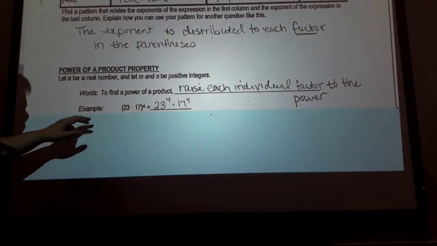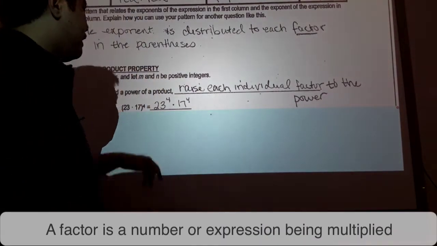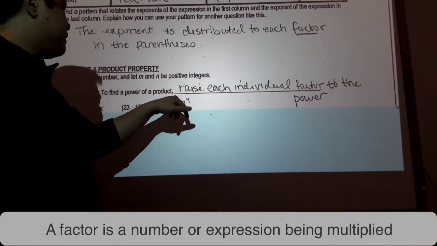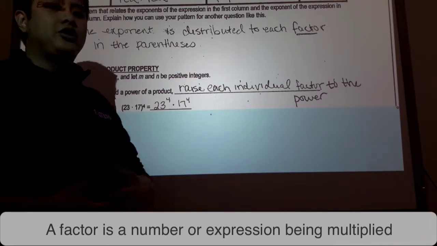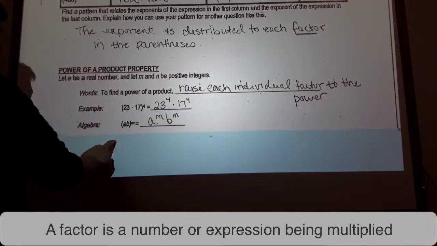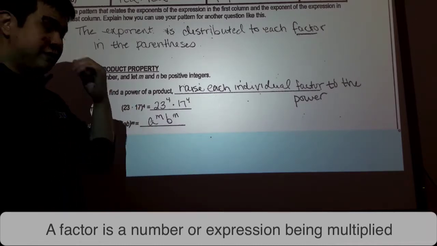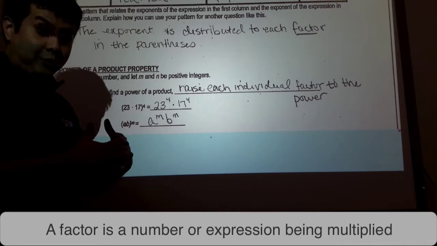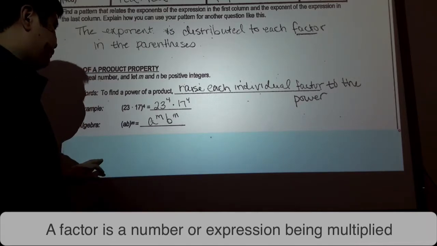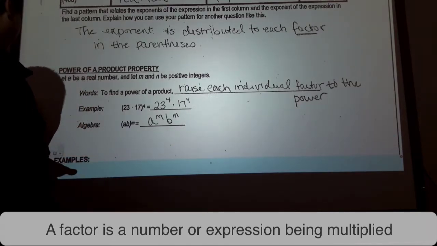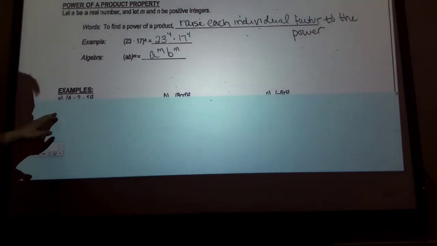So, here again, 23 times 17 to the fourth power. Again, we're trying to write this in exponential notation. That is 23 to the fourth power times 17 to the fourth power, because we're taking each factor, 23 is a factor, 17 is a factor, to the fourth power. If we're doing these algebraically, that would be ab to the m. That means that a is a factor, b is a factor. Those things are being multiplied together, which gives us a to the m times b to the m. So go ahead and try some of these examples on your own.